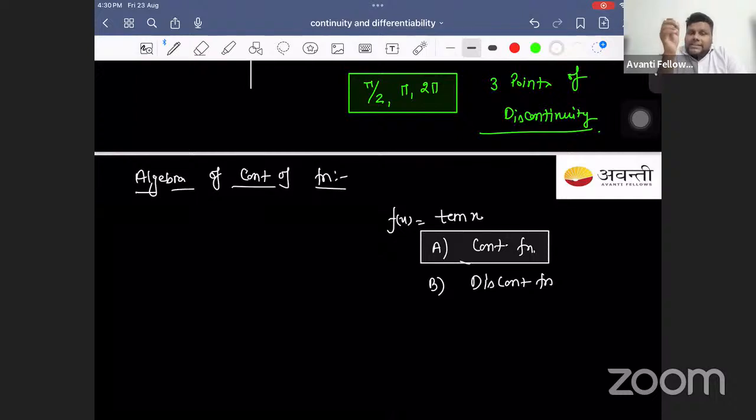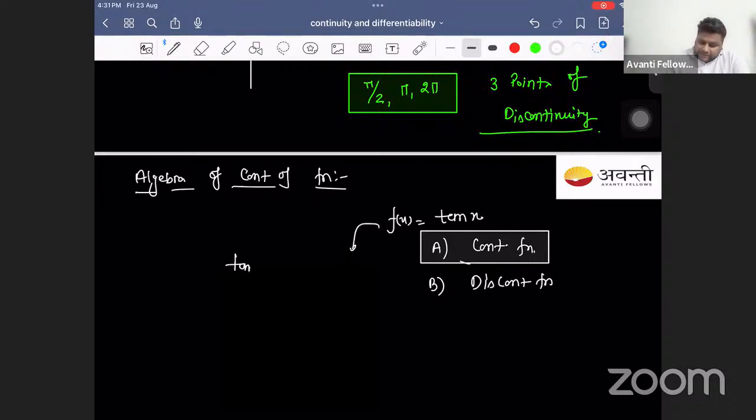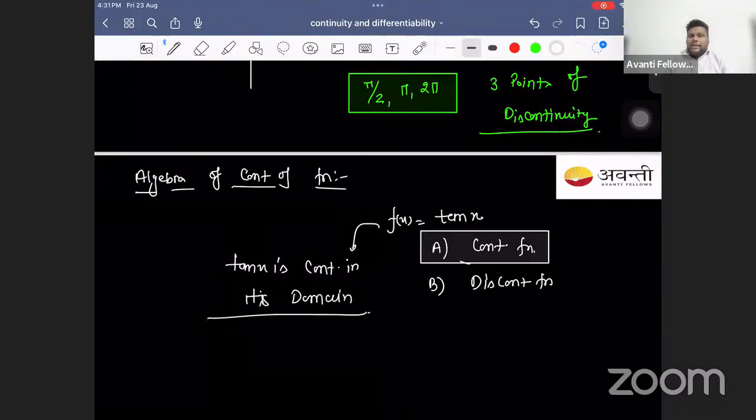Now, tan x is basically discontinuous at those points which are not in the domain, like pi by 2, 3 pi by 2, 5 pi by 2. So, at those points, talking about continuity or discontinuity is immaterial. Got it? We won't talk about the discontinuity of tan x at x equal to pi by 2. So, what do we directly write? Tan x is continuous in its domain.